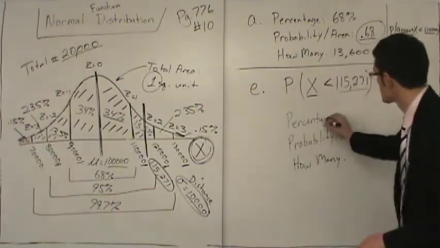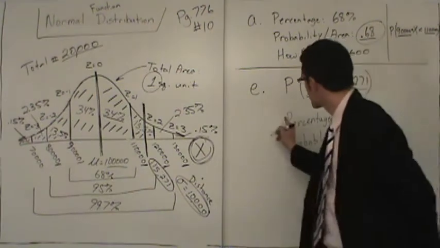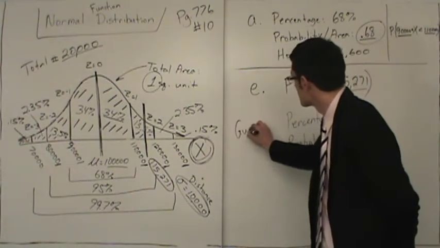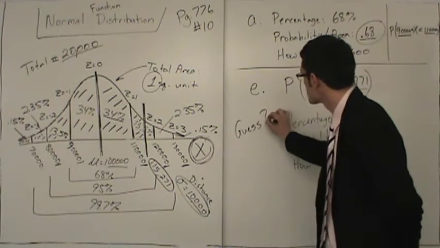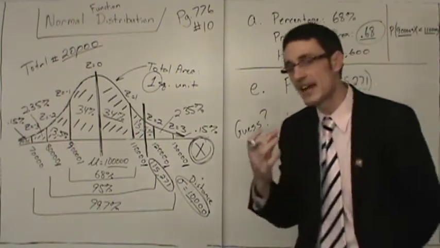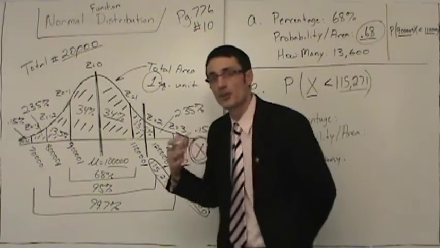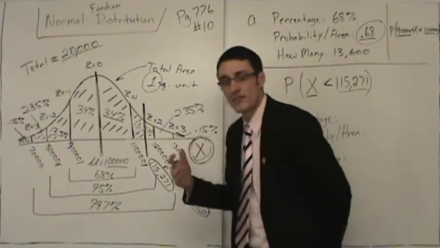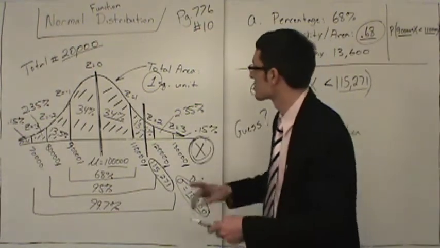In your percentage portion here, I want you to write next to your percentage a guess. Put a question mark, guess. You always want to guess and be close before you ever estimate, before you ever use your z-table. So let's estimate our area.